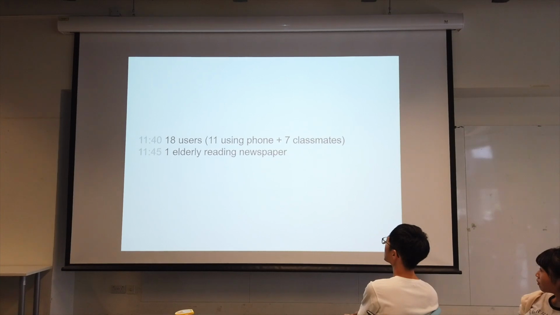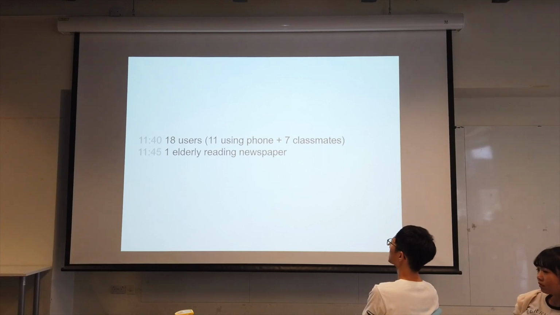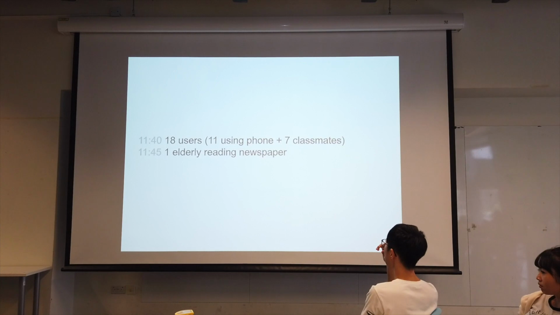At 11:40, I counted the number of people. There are a total of 18 users. 11 of them are using their own phones or chatting. Basically, they're doing individual activities. No friends, only doing their own stuff. And 2 or 3 of them are using the sockets to charge their phones. So basically, people go there to charge their phones instead of reading newspapers. And 7 of them are classmates doing research.